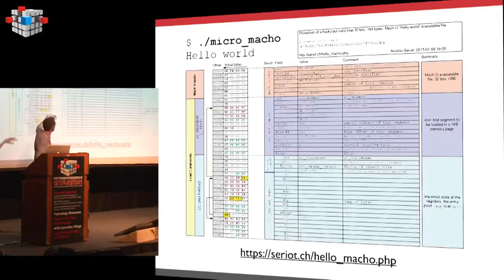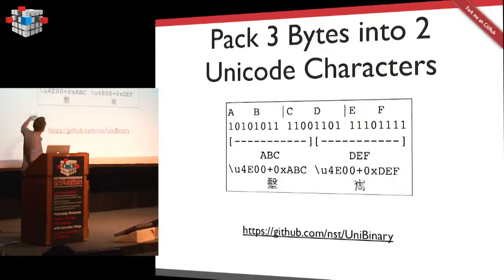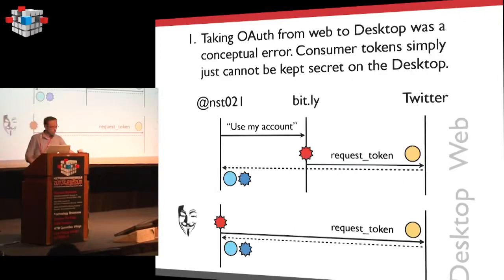This is a tiny macOS 10 executable file that can be represented in a tweet with this trick. In fact, if you're wondering, what I do is I take 12 bits, transform them into a Chinese character, then 12 bits into another Chinese character, and then you can stuff 3 bytes into 2 Unicode characters. Well, okay, I'm going to speed up.